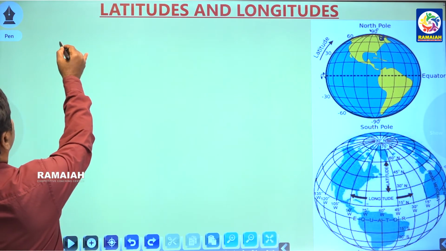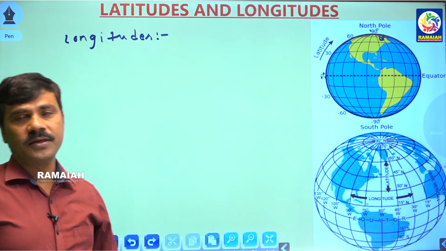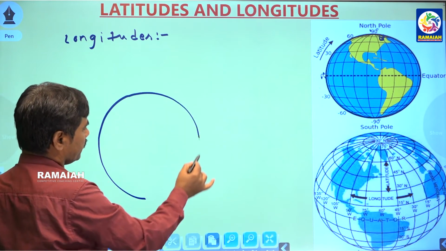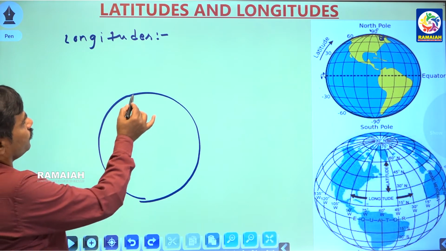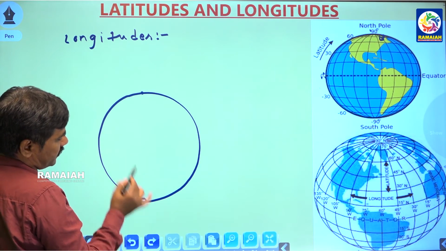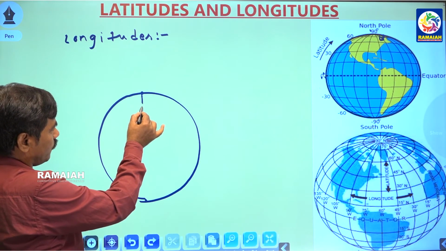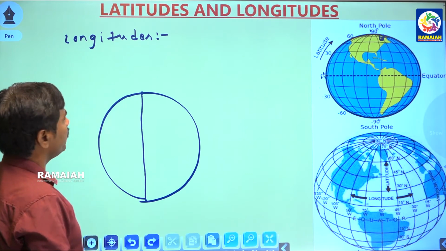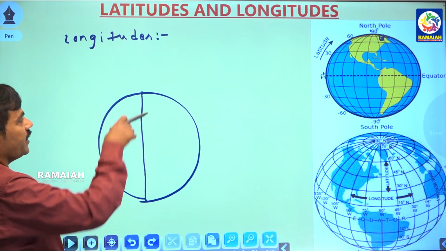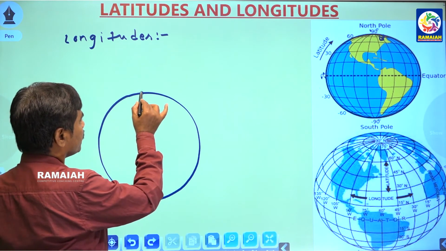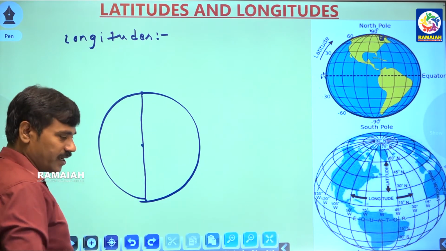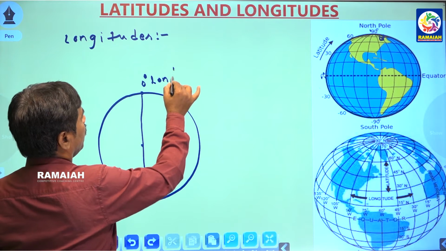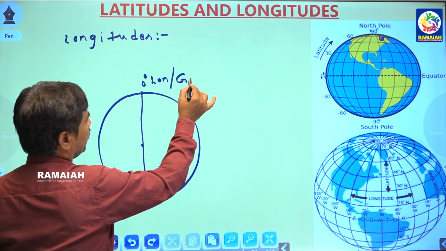Now about the longitudes. These are the longitudes. These are also imaginary lines drawn on the Earth's surface vertically, like this. So this is the North Pole, this is the South Pole. From the North Pole to the South Pole, one important axis passes exactly through the middle of India. It passes through the interior of the Earth's surface, so it passes through the center of the Earth also. So this is called the 0 degree longitude and also the Greenwich line.